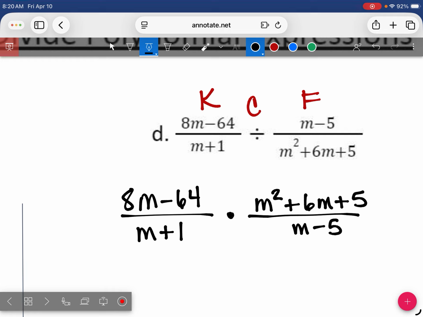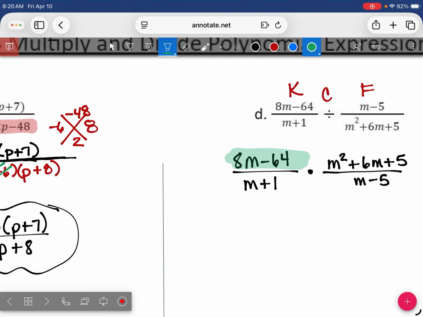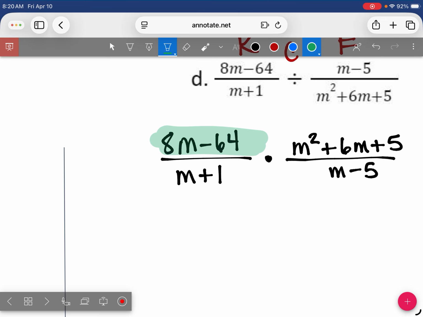All right, so let's go ahead and get started. Sometimes your factoring is just taking out a GCF. So the only thing I can do with 8m minus 64, I feel like we had this on the last one. Maybe it was on the bell work. All right, 8m minus 64 is take out an 8.